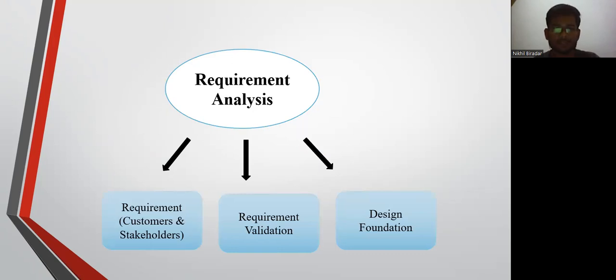Basically, this phase gathers all the information from the customers, users, and the stakeholders. So basically, what is the need of the software? Then it gives us a clear understanding about the scope of the project, the planning and risk management. As it gathers all the information from stakeholders and customers, it also gives a thorough understanding about the requirement validations. Then the third one is the design foundation. It will give us a thorough understanding about what the design foundation of the project is.